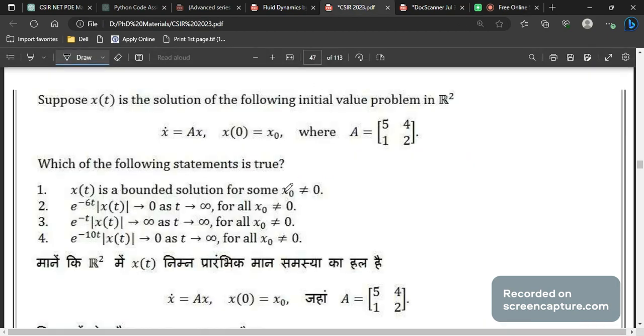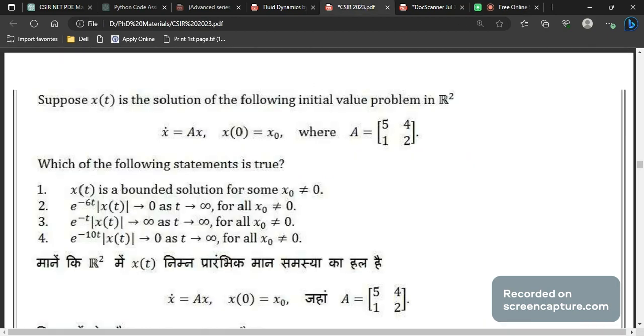Hey everyone, in this video we will discuss the question from CSIR NET Mathematics 7 June 2023 from the topic differential equation. So this is a question from system of differential equation. Let's see. The question says that if x(t) is the solution of the following initial value problem.